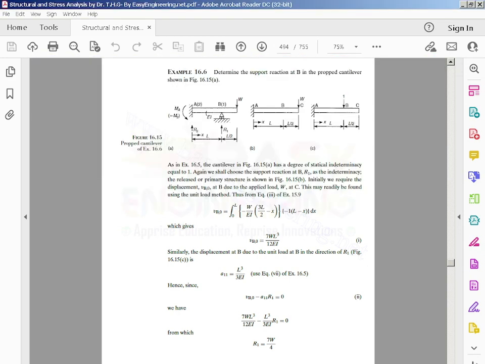I'll try and do another video on example 15.9, which shows how they get VBI.